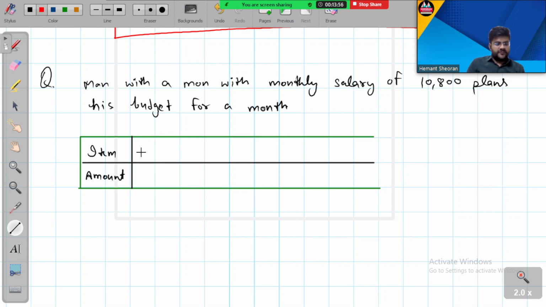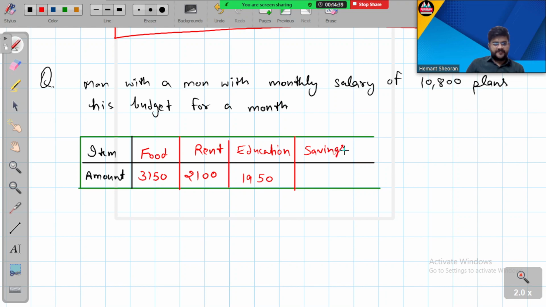Now if we write down the specific parts, firstly he's spending on food, let's say 3,150. Then the next thing is the rent that he pays, so for rent he's spending 2,100. Then the next is education, on which he planned to spend 1,950. Then the next one is savings, so he saves 2,400. And then there is one more expense, miscellaneous, where he doesn't count what he's spending on. Let's say 1,200 for that.